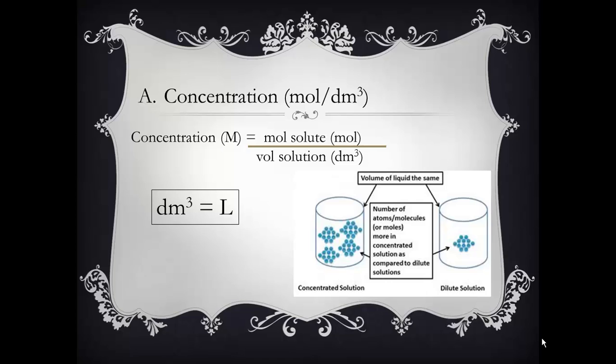Alright, so the first thing is to define what concentration is. In the Cambridge curriculum, they define concentration as moles per volume, and the volume is decimeter cubed. And yes, it is different from what you normally define as molarity. But decimeter cubed is the same thing as liter. So whenever they say liters or decimeter cubed, it's the same thing, just like centimeter cubed and milliliters. Just a little bit of difference.